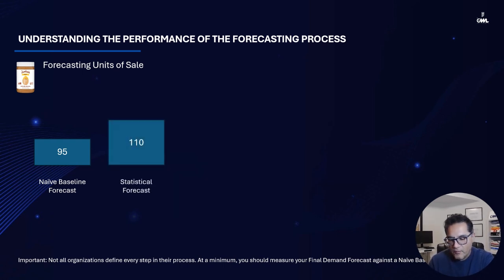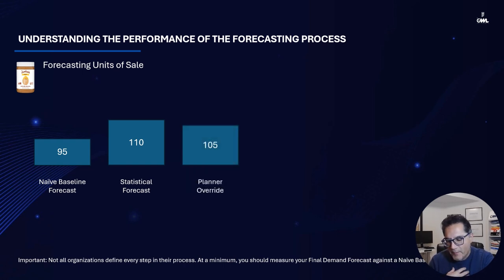Now we have a statistical model, or a more sophisticated platform, that provides us with a baseline forecast based on statistics, running and analyzing trends, modeling and trying to find the best fit, the best model that fits your demand. So statistical patterns. Let's say that this forecasting engine is suggesting that the forecast for next month or next quarter should be 110 units instead of 95.